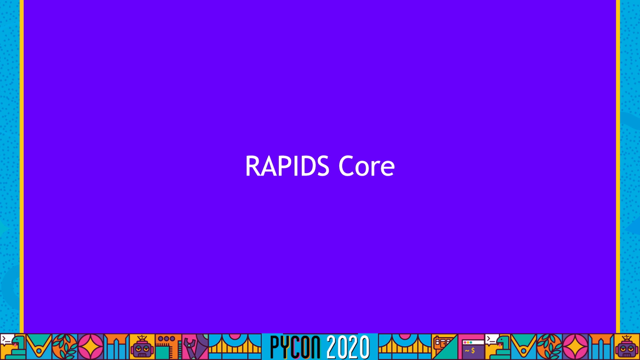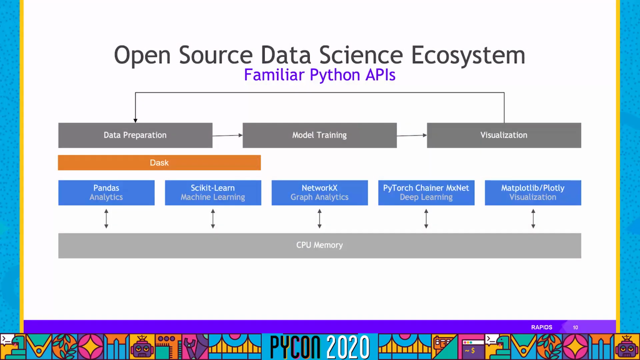So with that being the upfront motivating factors for Rapids, let's talk about the components of Rapids. Let's go through these. I'm sure everyone's familiar with this, right? This is the open source data science ecosystem and all of the Python APIs that you're familiar with, going all the way from data prep to visualization. You've got Pandas, scikit-learn, NetworkX. You might flip over and do some deep learning, so you're going to use PyTorch, Chainer, MXNet. And then you've got your viz, Matplotlib, Plotly. And then you can parallelize this using Dask.